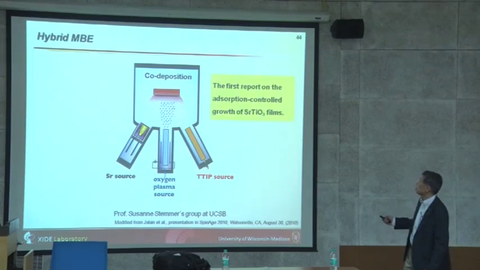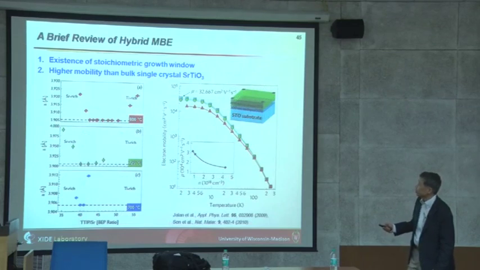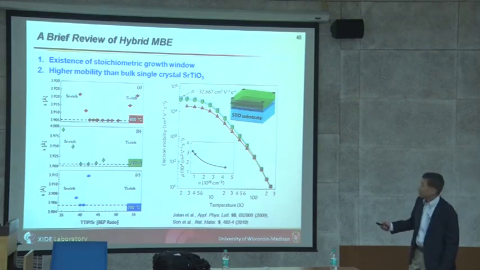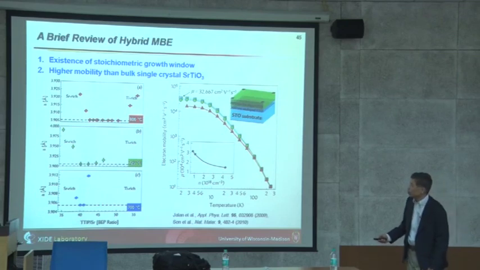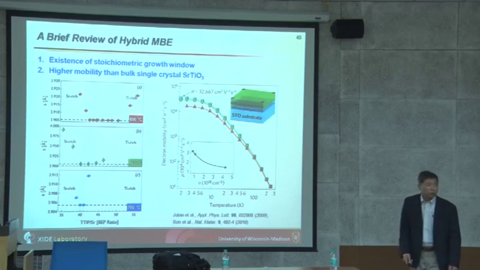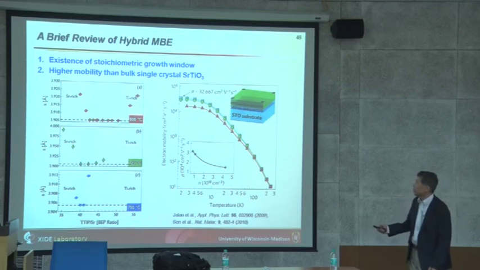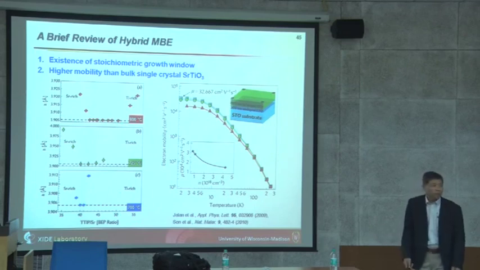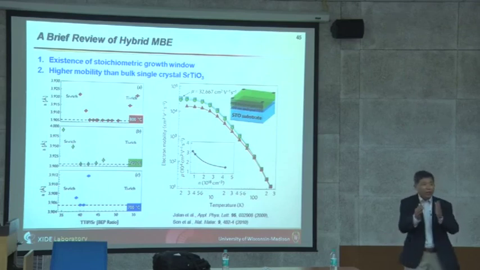This is the first report of adsorption-controlled growth of strontium titanate. What they show here, clearly, is a strontium-rich region and a titanium-rich region, with a plateau. Can you see the plateau here? It's a lattice parameter measurement as a function of your TTIP flux. You provide TTIP flux, the titanium source, higher and higher, from 35 to 55. In this region it's strontium-rich, but in this region it's titanium-rich because you get a lot of titanium. But you have no change in between those two. Those regions are a clear plateau, and when you go to low temperature, this plateau is narrower.